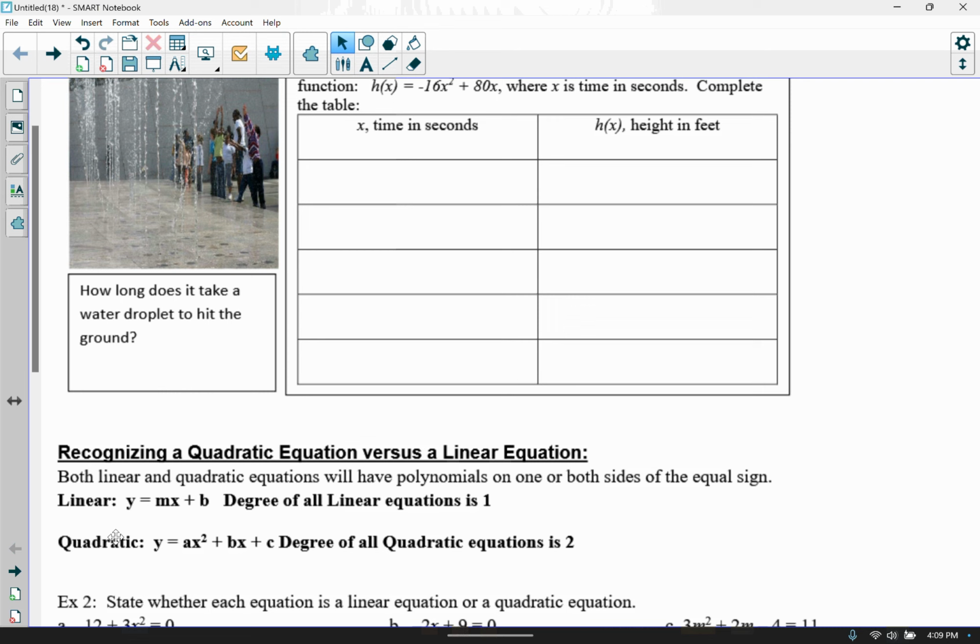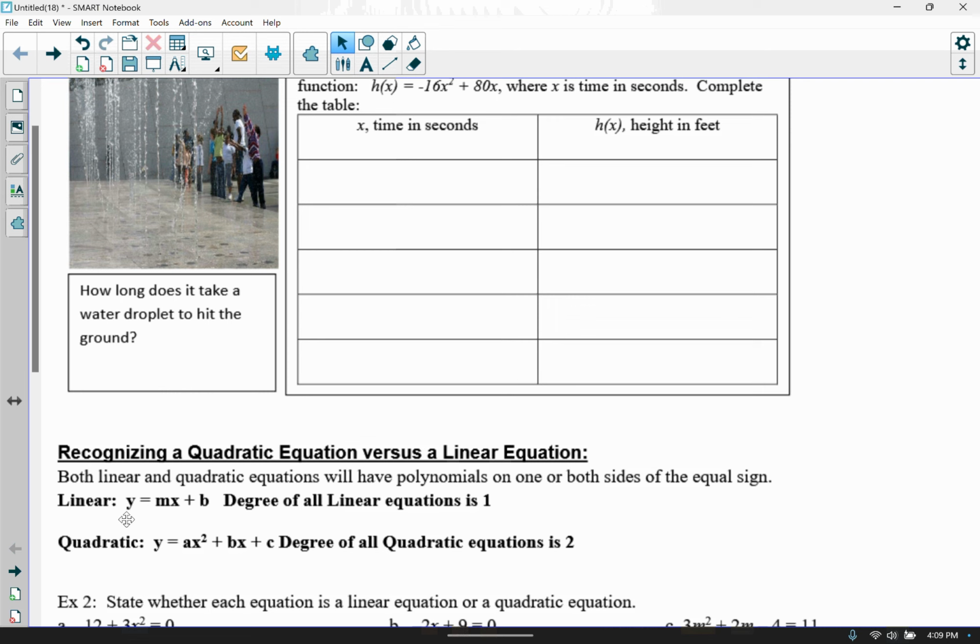Hi there. So in this section, we are going to look at solving quadratic equations by factoring. And we'll go ahead and start here in example 1 with a quadratic equation. And actually, even before that, I'm going to come down below and just talk briefly about the difference between a linear versus quadratic.